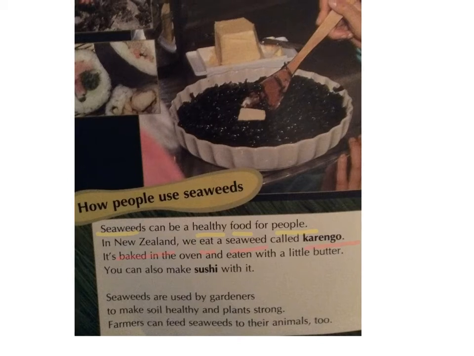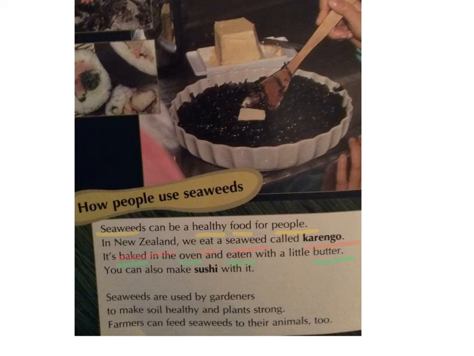Now let's look at the next sentence. It's baked in the oven and eaten with a little butter. What do you think the key words are in that sentence? I'd say baked has got to be a key word. Oven, and then eaten, and butter. They're the important words about what's happening.